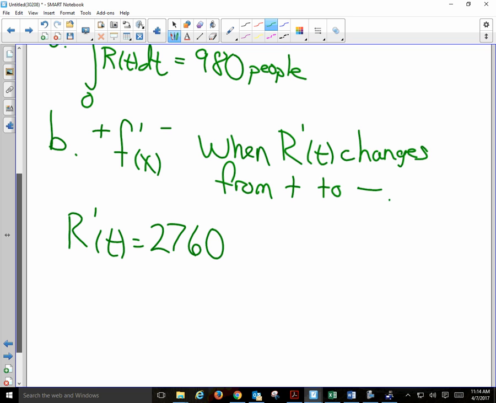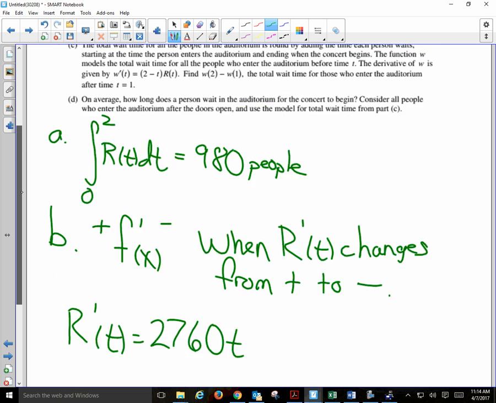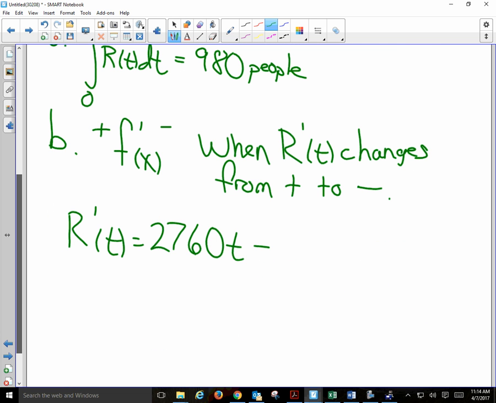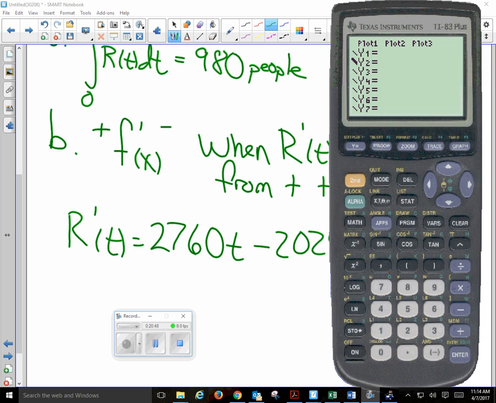Is it t squared? What do I got? Okay, t, minus 3 times that thing, 2025 t squared. Okay, so that's R prime of t. I'm going to look at where that changes from positive to negative. So I'm going to go to y equals and go get some brain food, come back and be smart.